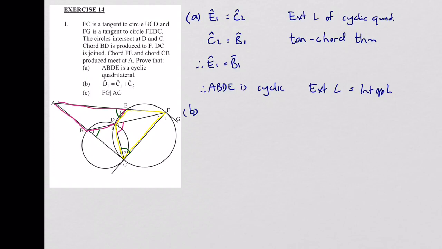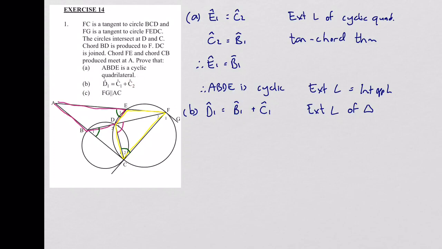Okay, so you might notice that D1 is an exterior angle of triangle BDC. So the first statement we can make is that D1 is equal to B1 plus C1, exterior angle of triangle. Now, if you look at the information that we need, you can see that we've almost got it, except that B1 we want to actually equal C2.